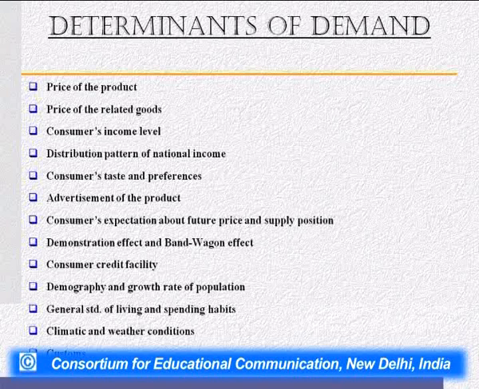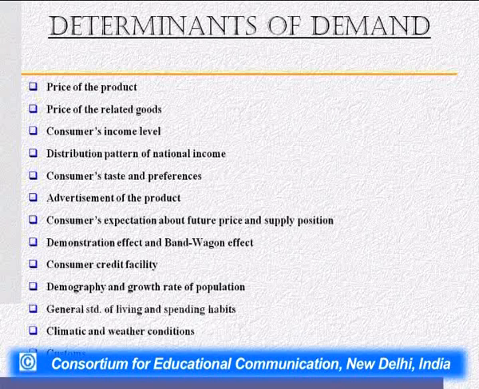The price of related goods also affects demand. Suppose the price of tea increases, and if a substitute like coffee is there, then the majority will purchase coffee in comparison to tea, because of the price hike in tea. So if the price of related goods is much cheaper in comparison to the other alternatives, then the consumer turns to alternate goods.